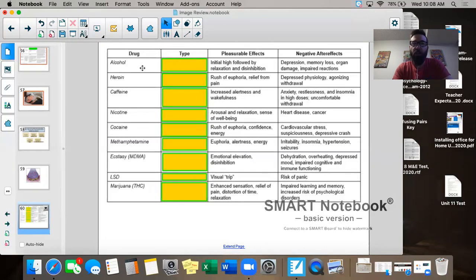All right, I'm going to count down. What are the types? Well, there are 3, at least for the most part, that we'd be concerned with for consciousness in AP Psych. What type of drug are all of these?